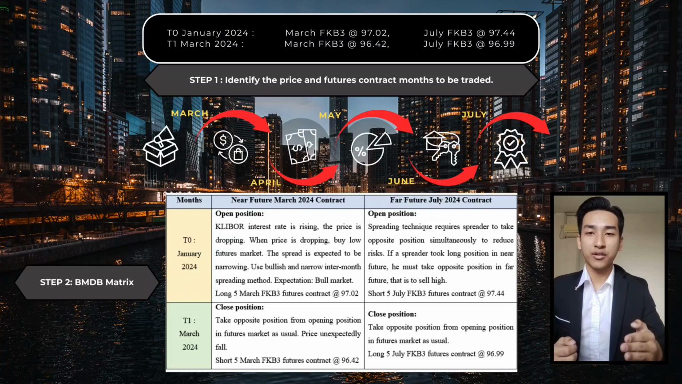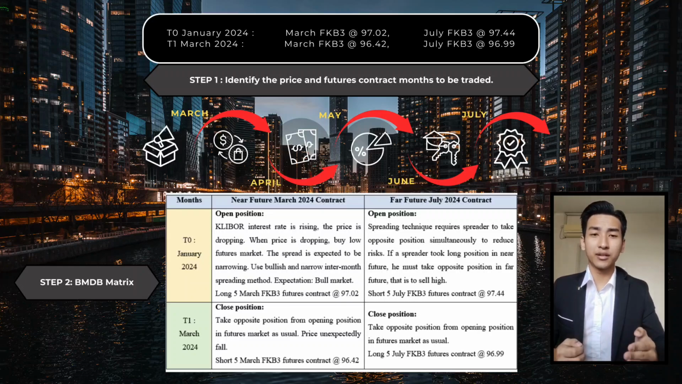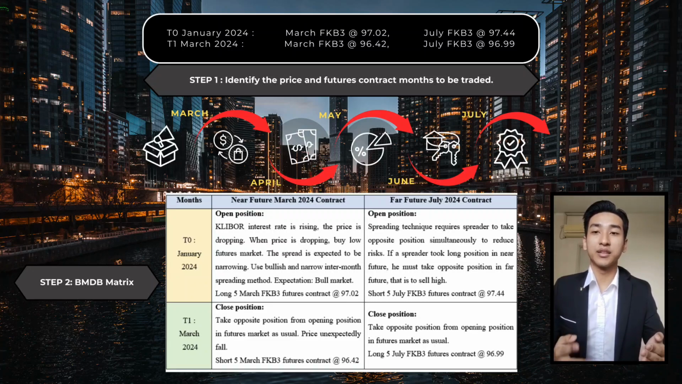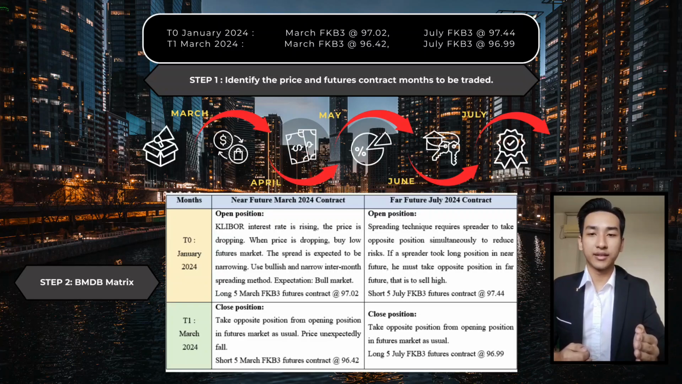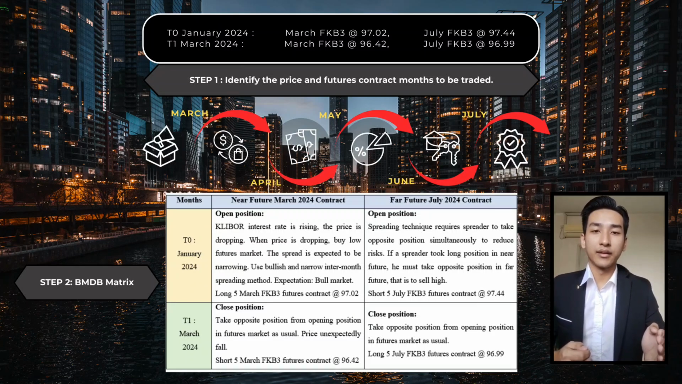So we have to short 5 FKBG July at 97.44. However, on T1, this is the maturity at March 2024. The price has unexpectedly gone down, so we have to close the contracts with the opposite position from T0. So near March, we have to short 5 March FKBG at 96.42. And then on the far futures, we have to long 5 FKBG of July at the lower price.